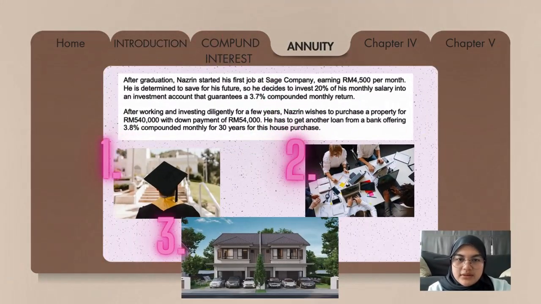After graduation, Nazrin started his first job at a company, earning 4,500 per month. He is determined to save for his future, so he decides to invest 20% of his monthly salary into an investment account that guarantees a 3.7% compounded monthly return. After working and investing diligently for a few years, Nazrin wishes to purchase a property for 540,000 with a down payment of 54,000. He has to get another loan from a bank offering 3.8% compounded monthly for 30 years for this house purchase.